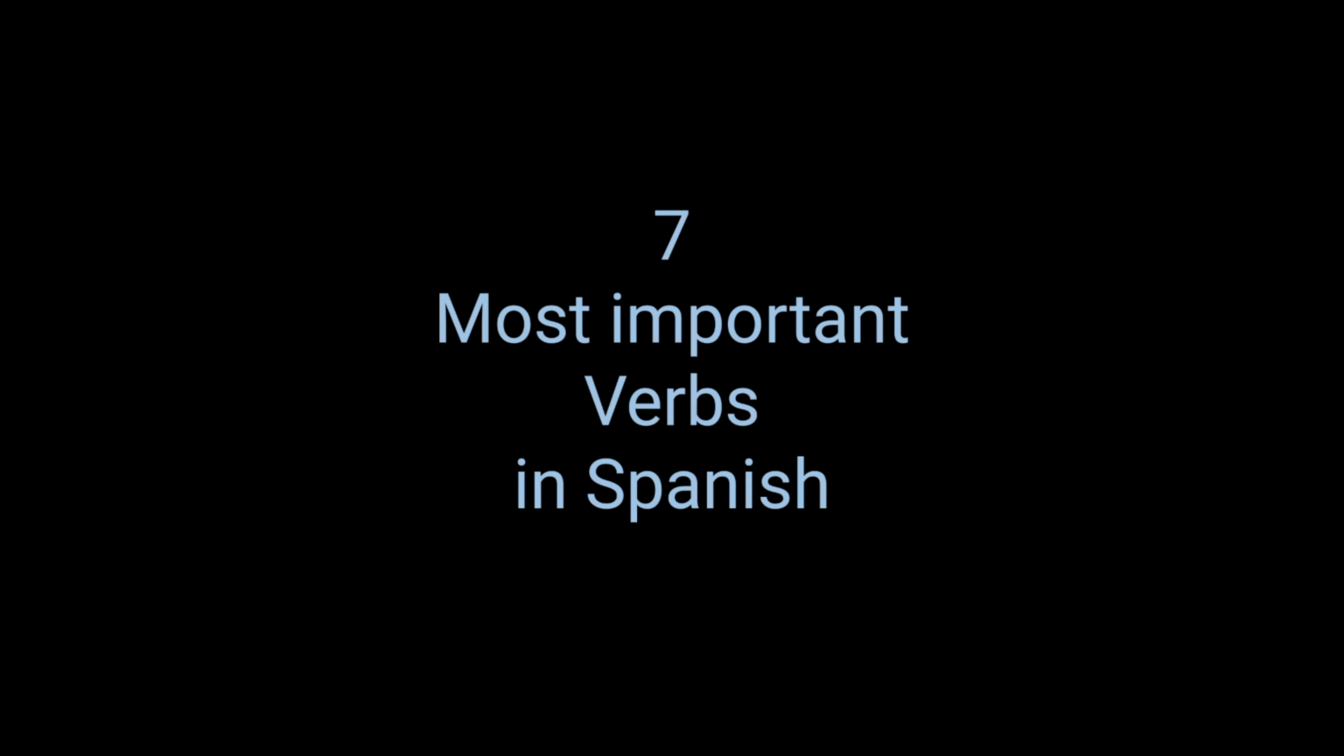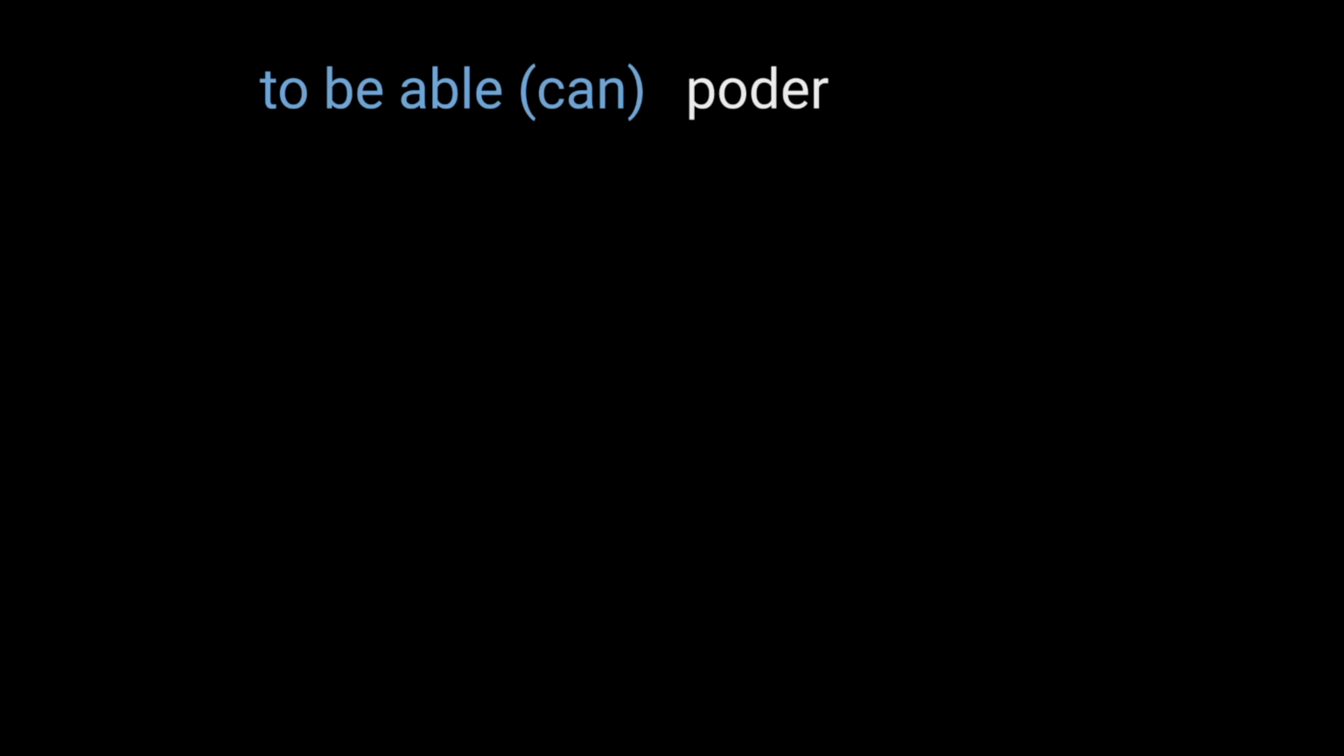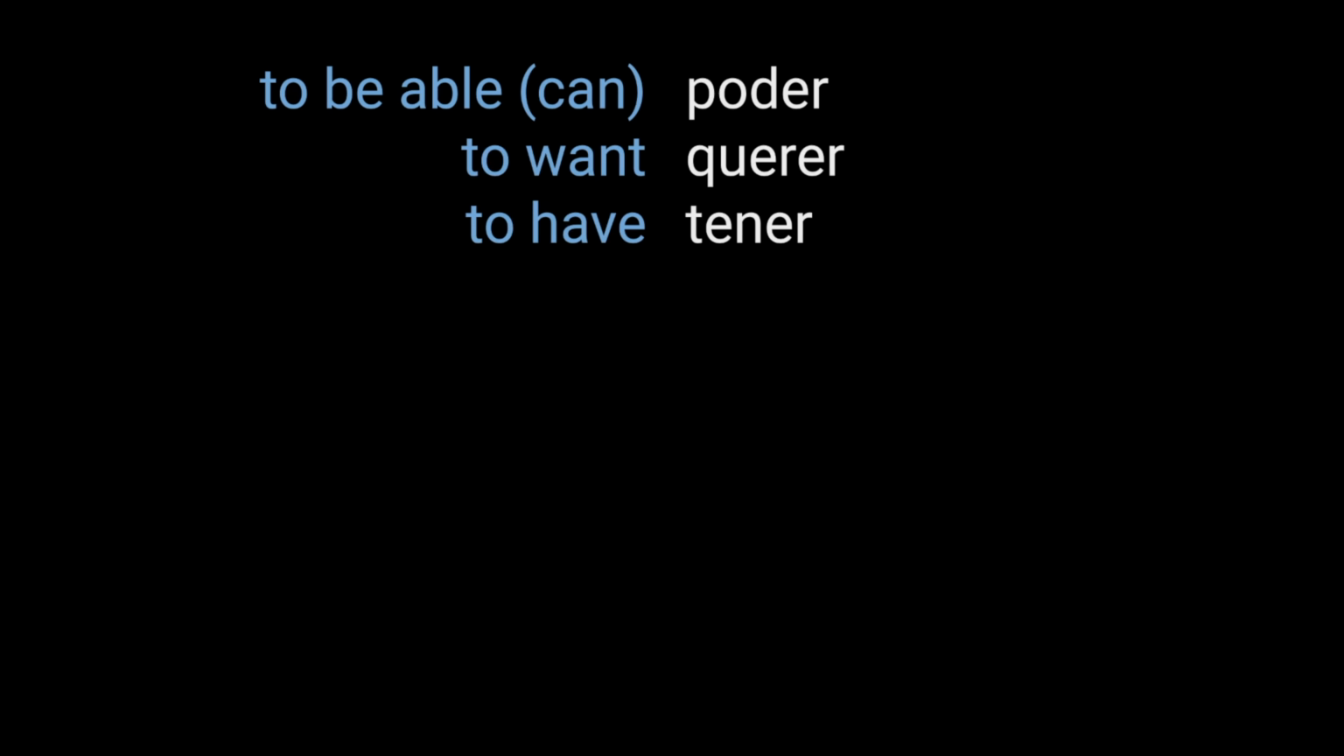of new words. The first word we have is can, which in English is a little bit strange because it's to be able, but you can't say I be able, you say I can. So that's why I've written it out like this. To be able, can, in Spanish is poder. The next word we have is to want. In Spanish, querer. To have, tener.